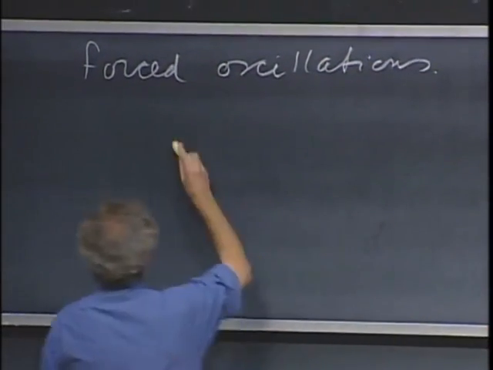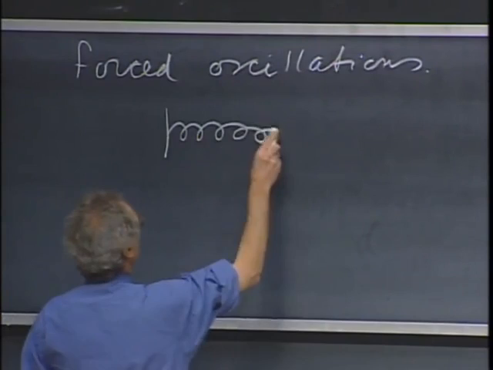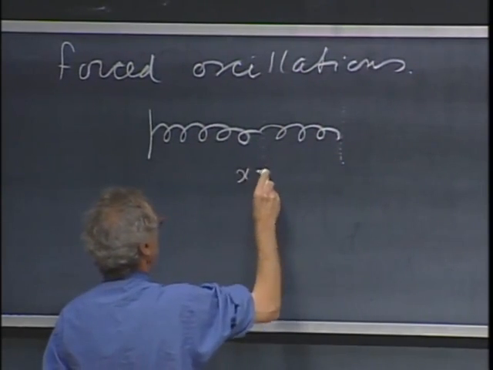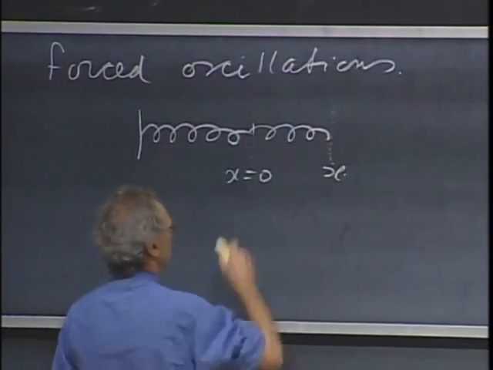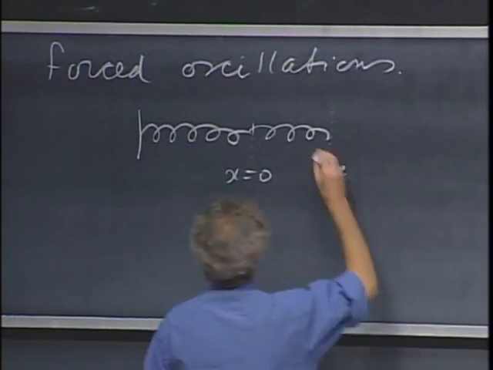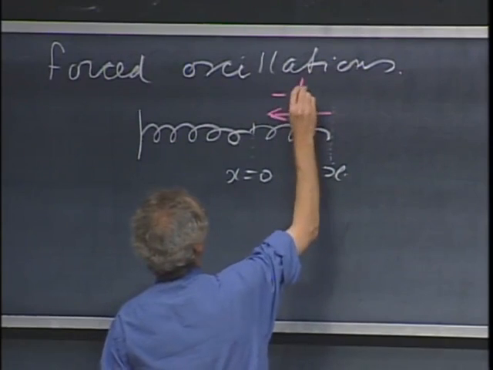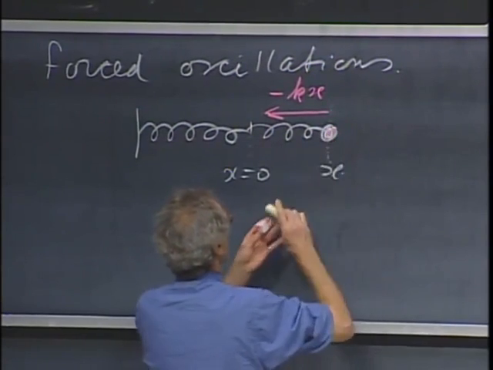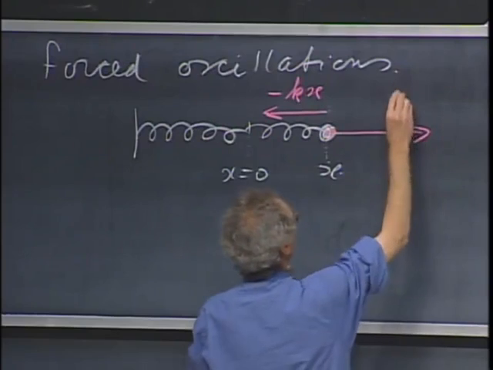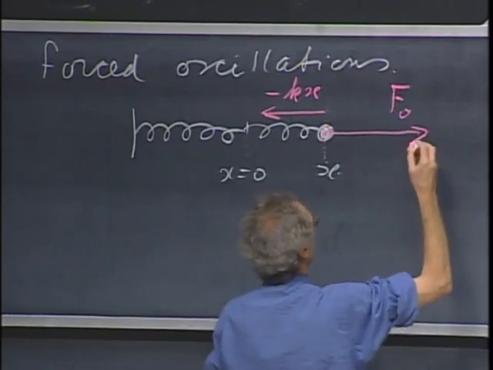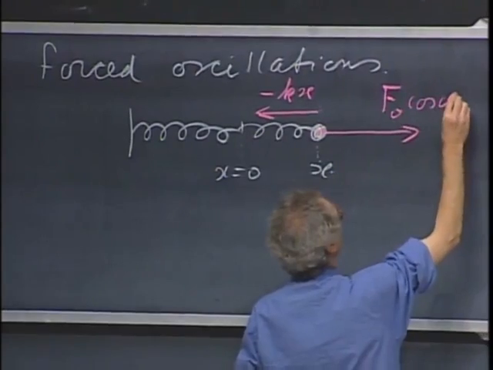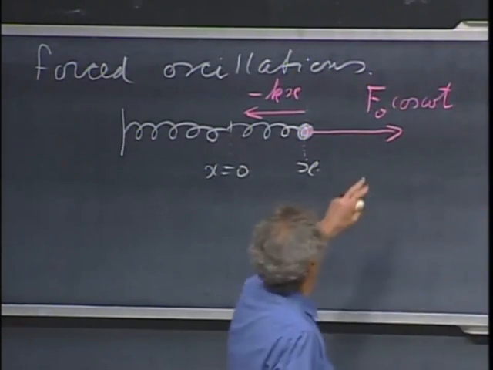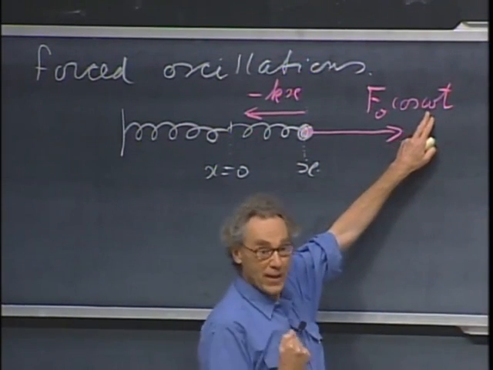I can take a spring system, as we had before. This is x equals 0. This is x. And we have the spring force, very familiar, minus kx. But now, this object here, which is mass m, I'm going to add a force to it, F0, the amplitude of the force, times the cosine of omega t. So I'm going to force it in a sinusoidal fashion with a frequency that I choose.